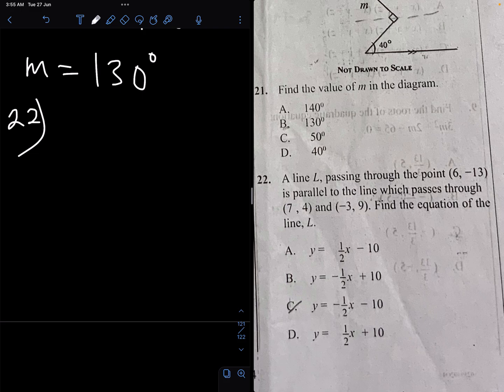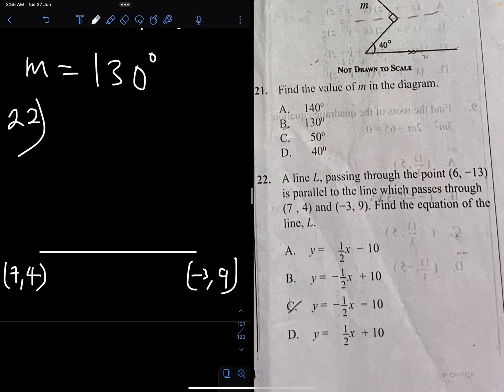Okay, let's find the equation of the line which passes through the points (7, 4) and (-3, 9) first. Let this be the line. This line passes through 2 points with coordinates (7, 4) and (-3, 9). Now, the line L is parallel to this line.